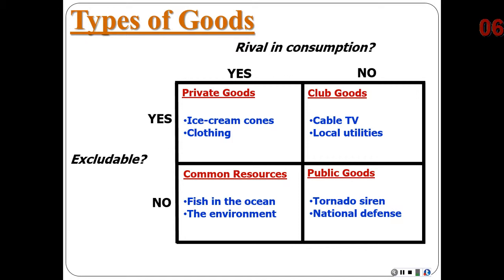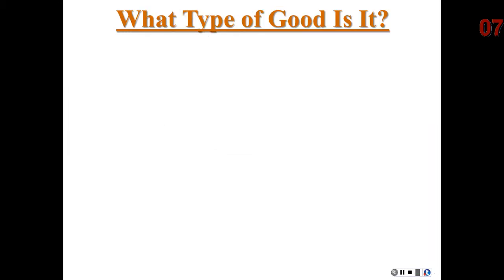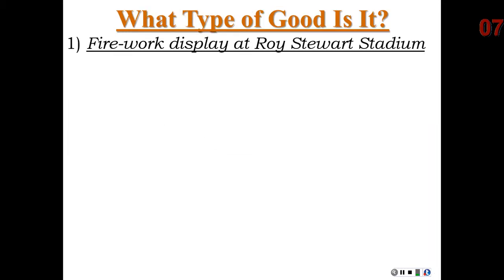Therefore, it's not excludable. Therefore, it's probably not going to be best for a private firm or business to try to produce tornado sirens using the profit motive because of the excludability problem. It's probably going to be best for local or even state governments to provide those services because it's a public good. Okay, so now let's apply these characterizations and these divisions to some different examples.